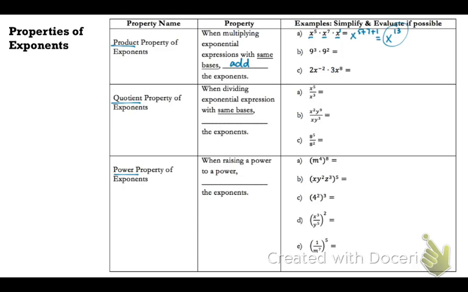It works the same, though, if your bases are numbers. Now 9 to the third power times 9 to the second power, we keep that same base, we don't change it, and then we add the powers. So that is actually 9 to the 5th power. And then I can evaluate that. So if I put that on my calculator, 9 to the 5th power is 59,049.